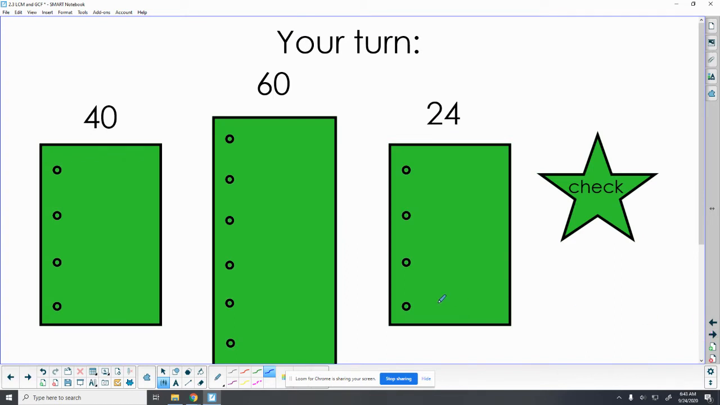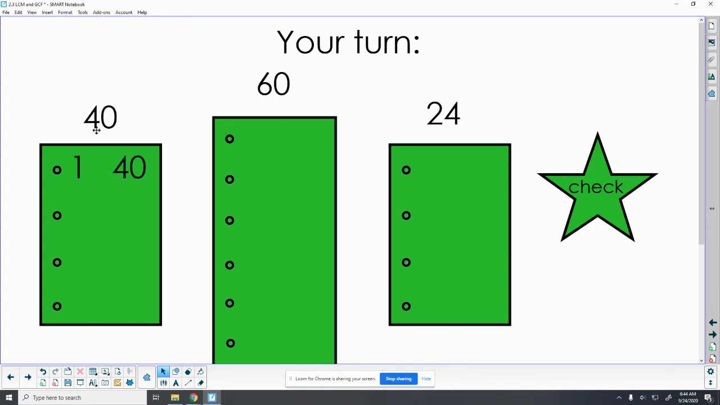Okay, so we're going to try a harder one now. You're going to pause and list all of the factors for 40, for 60, and for 24 and see if you can find their GCF. So go ahead and do that and come back and check.